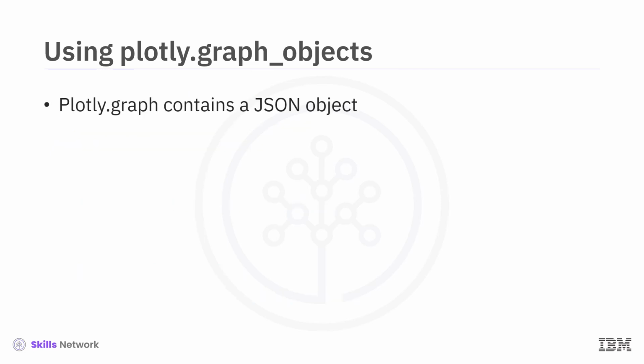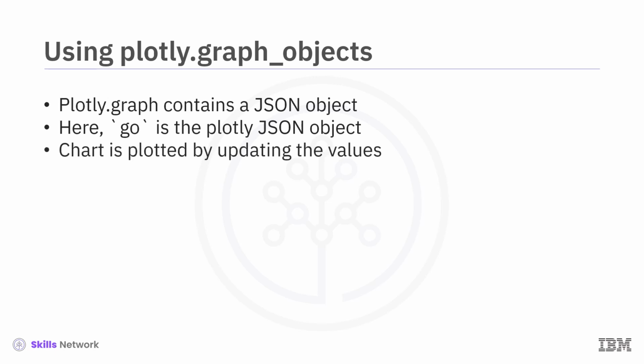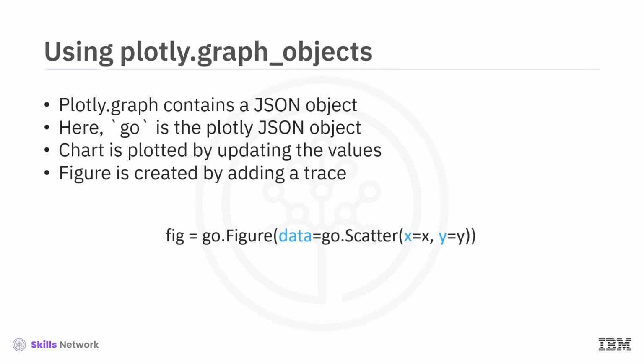The Plotly graph contains a JSON object, which has a dictionary structure. Since we imported Plotly graph objects as go in the previous slide, go will be the JSON object. The chart can be plotted by updating the values of the go object keywords. We create the figure by adding a trace, which is called scatter, here. Let's view the code. fig equals go.Figure, data equals go.Scatter, x equals x, y equals y.